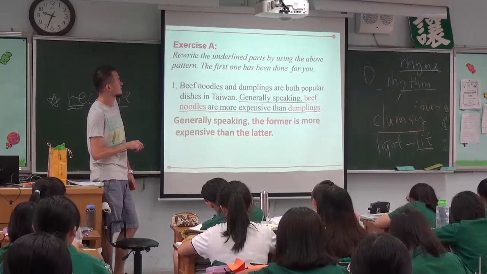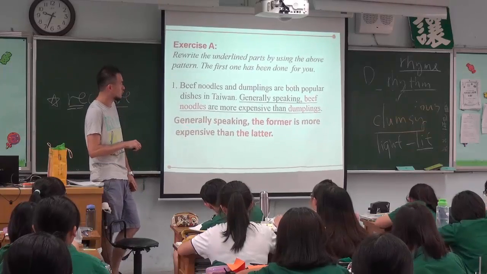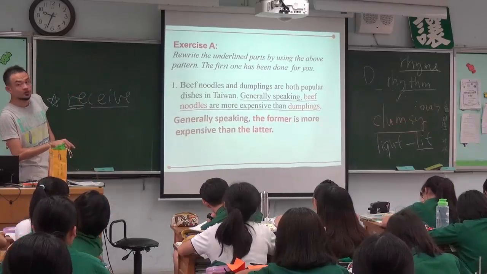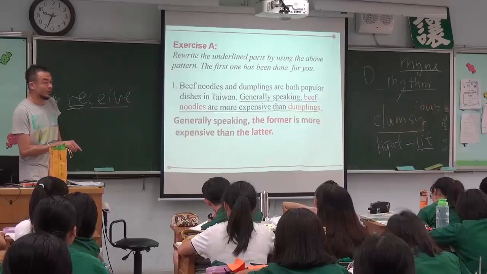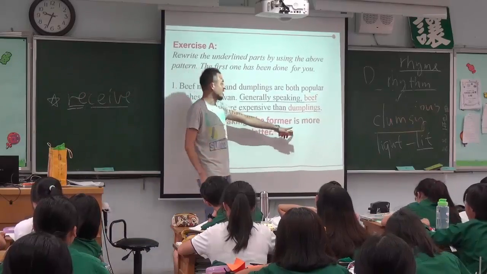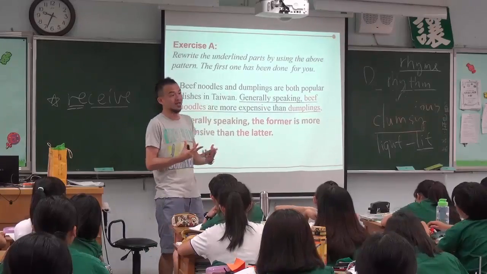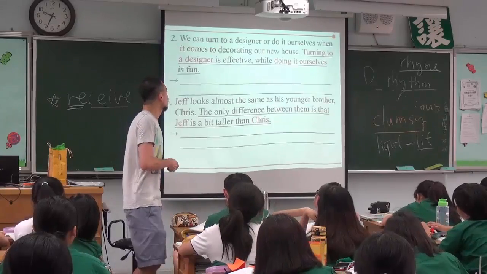So you see, beef noodles are more expensive than dumplings, but here, please read the sentence together. Generally speaking, the former is more expensive than the latter. Yeah, so this is it. This is the fourth reminder. 这个地方永远是单数 because you already treat it as a whole, as a concept. It's okay. Yeah. So here the second one.